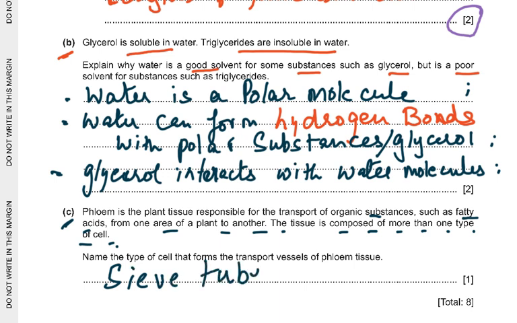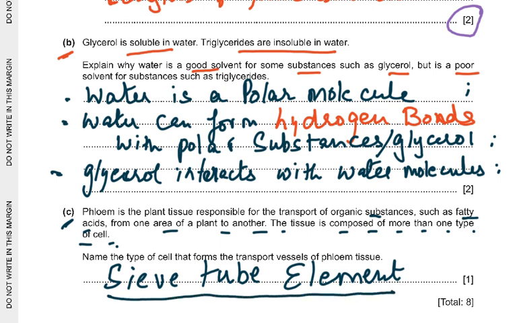Sieve tube element. Nothing else. Sieve element, yes, you will get a mark for that as well. You see, if it's underlined in the mark scheme, that means that is what you have to write. You could not write anything else. If it's underlined, that is the only word we are looking for. They've allowed sieve element as well.